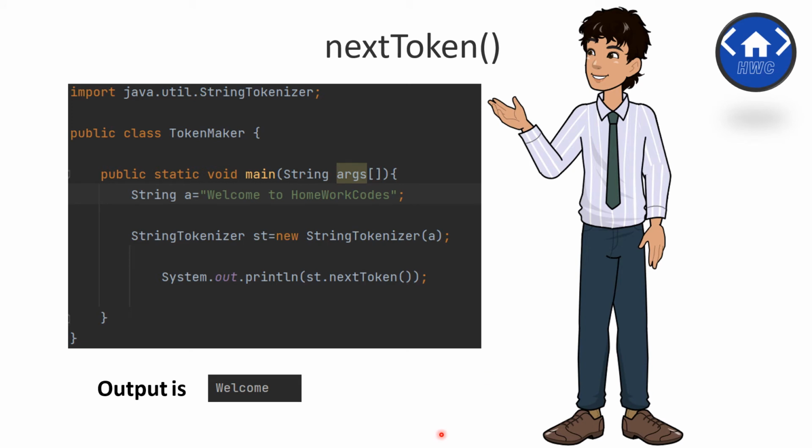Next, nextToken, which is used to print the next token. In the first loop, we'll get "welcome." In the second loop, we'll get "to." In the third loop, we'll get "homework codes" as a value.